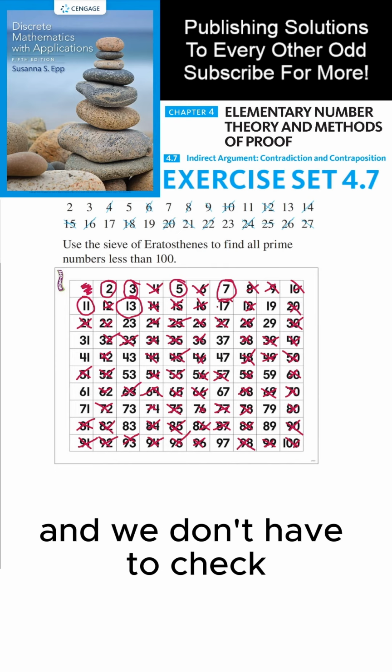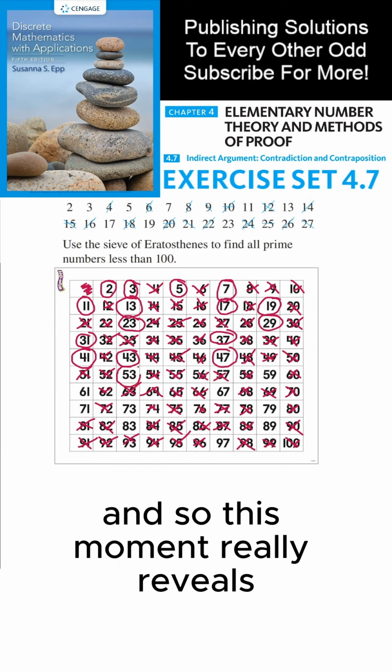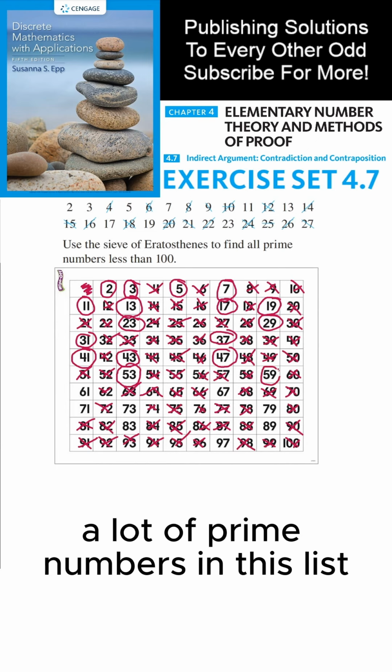And we don't have to check for multiples of these prime numbers because we can be sure that those multiples are already crossed off. And so this moment really reveals a lot of prime numbers in this list. And these are your prime numbers.